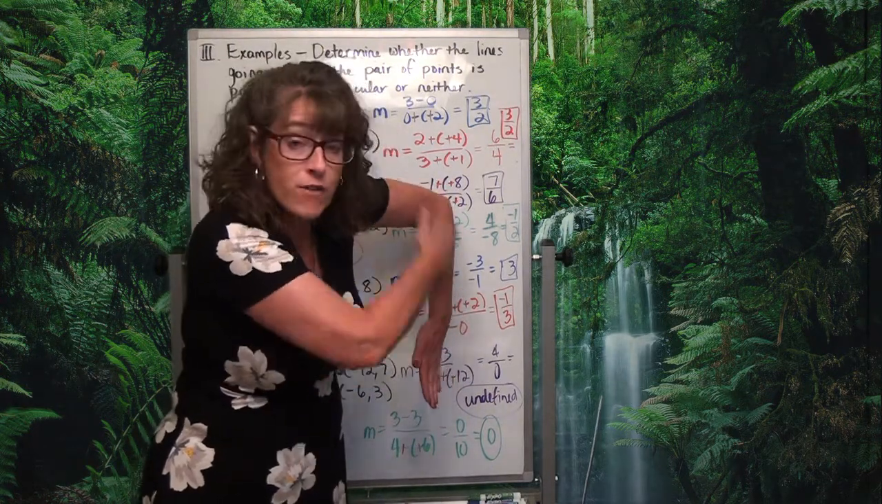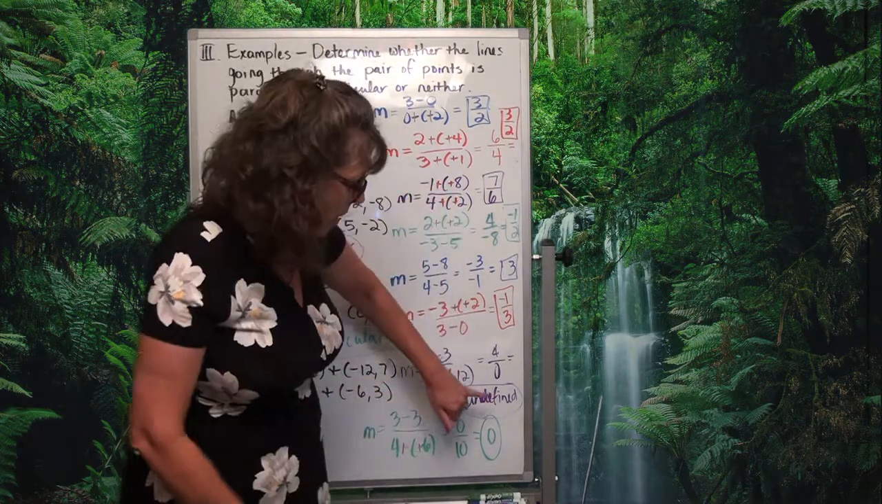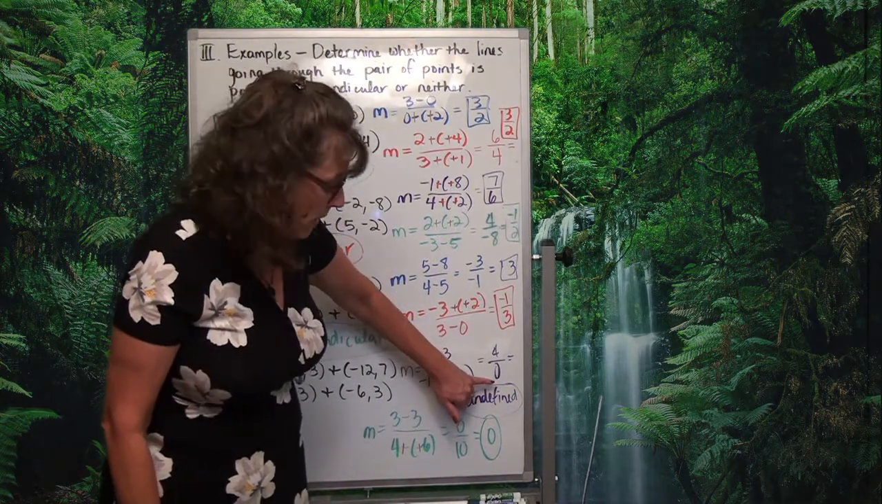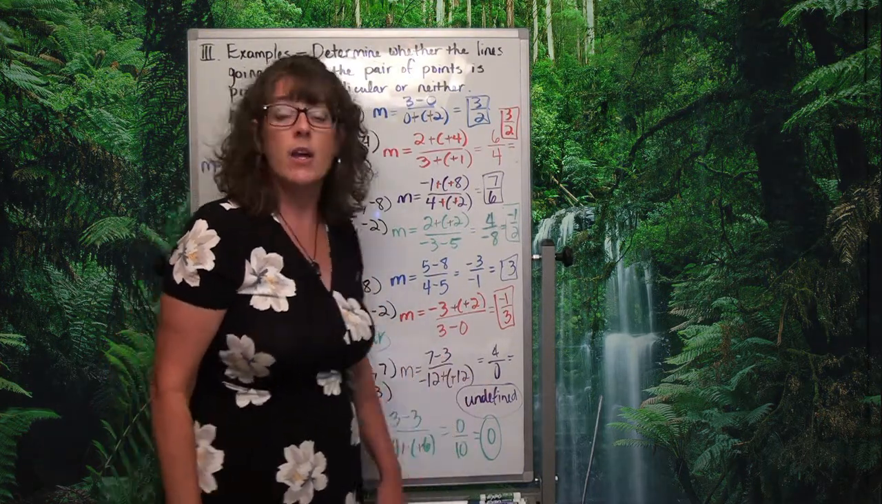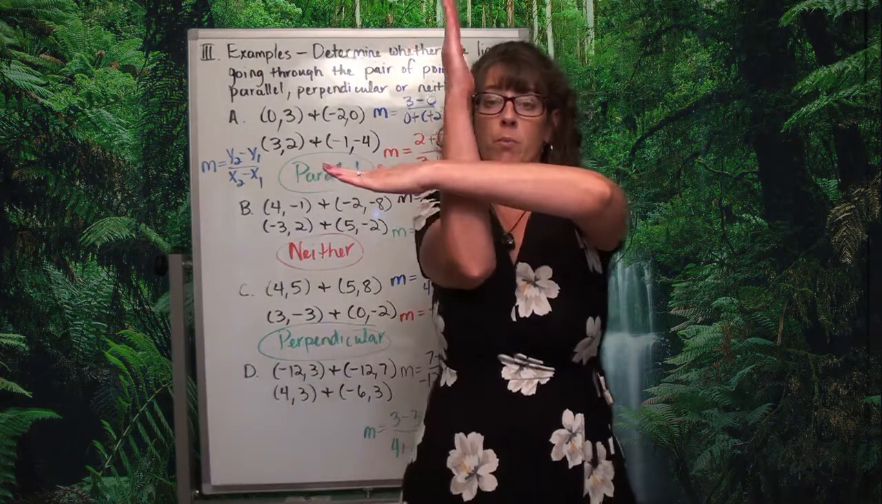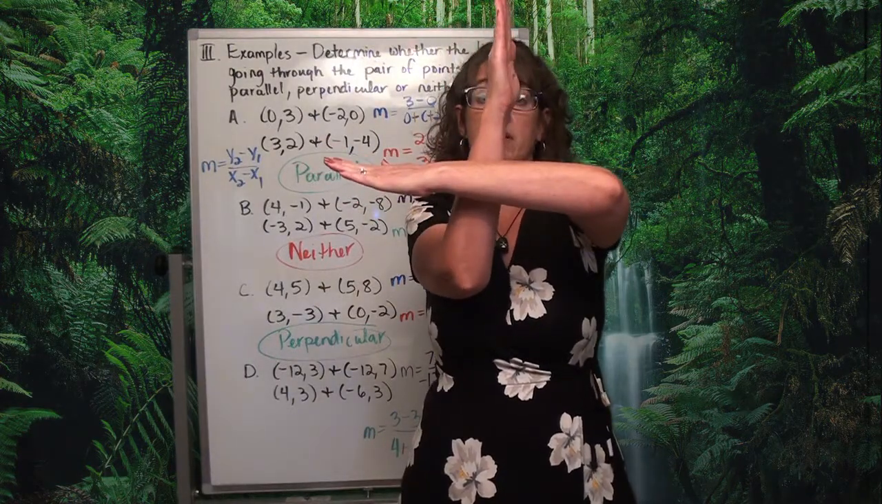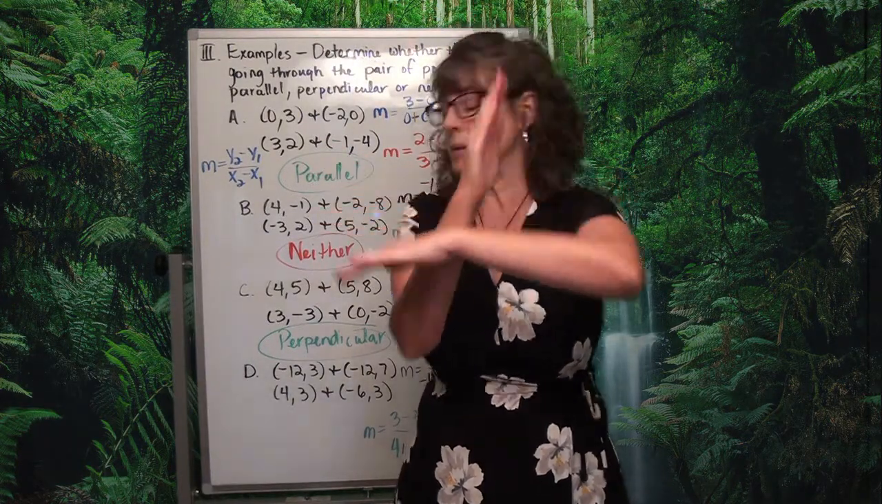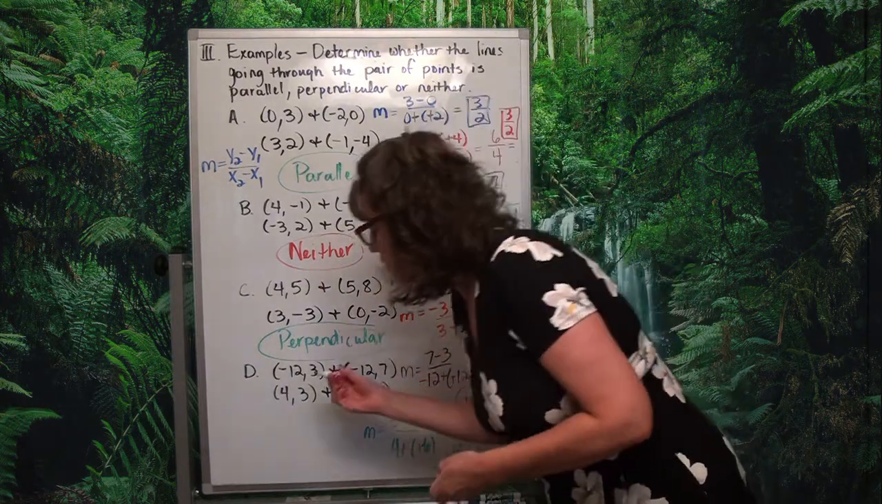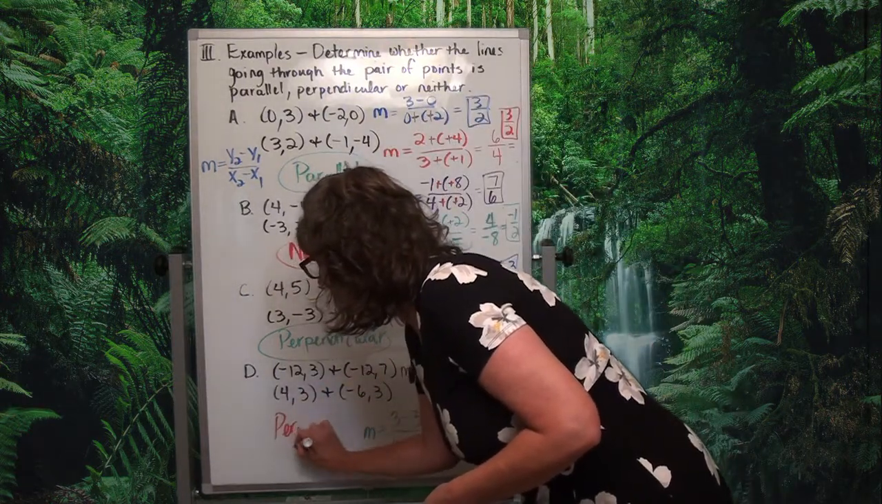So remember, that vertical line had undefined slope. This is a vertical line. So we have a vertical line here, a horizontal line. Well, if you have a perfectly horizontal and a perfectly vertical line, what do you know about them? Yes, they are perpendicular to each other. So these two are going to be perpendicular lines.